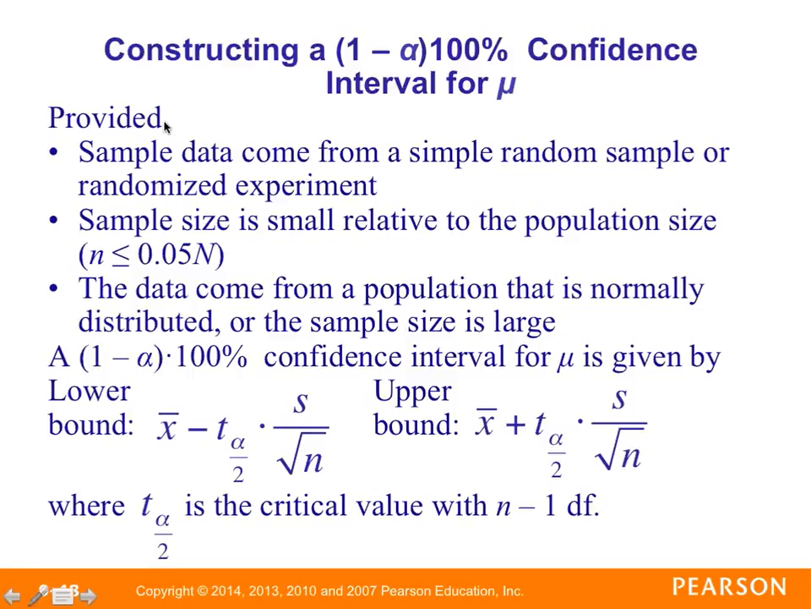So a couple of things have to be true. Our sample data has to come from a simple random sample or a randomized experiment. The sample size has to be relatively small compared to the population, meaning that it can't be more than 5% of our population. The data has to come from a population that's normally distributed, or the sample size has to be large enough. So if we have a 1 minus alpha 100% confidence interval for mu, what we do is we take x bar, which is our sample mean, and then we add and subtract our critical value for t, which is t alpha over 2 with n minus 1 degrees of freedom, and then we multiply that by s over square root of n.